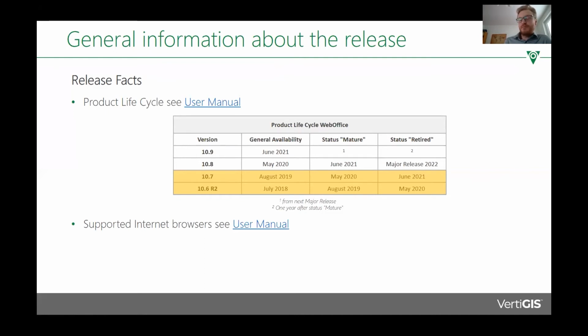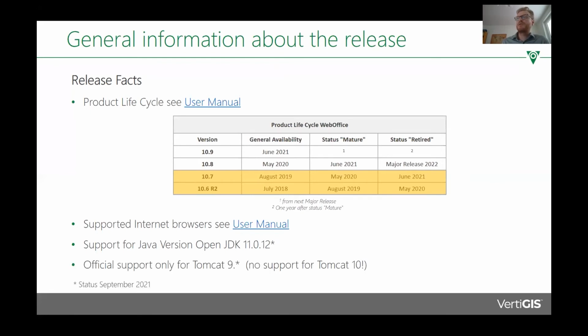Of course, the other technologies around WebOffice are evolving as well. So the supported internet browsers have changed. Please have a look at the user manual for what's true for WebOffice 10.9. Support for the Java versions, of course, always changes, and for security reasons, we are keeping that very much up to date. So this is 11.0.12, which is now the supported Java version.